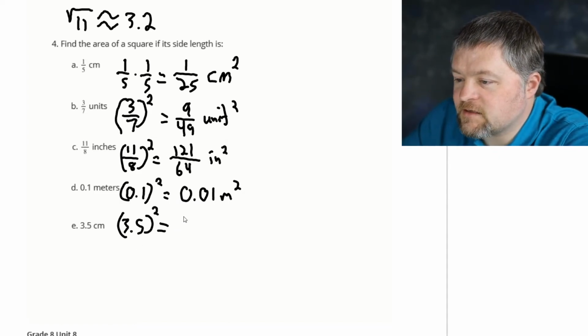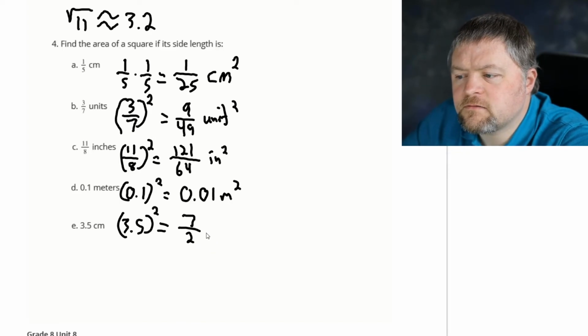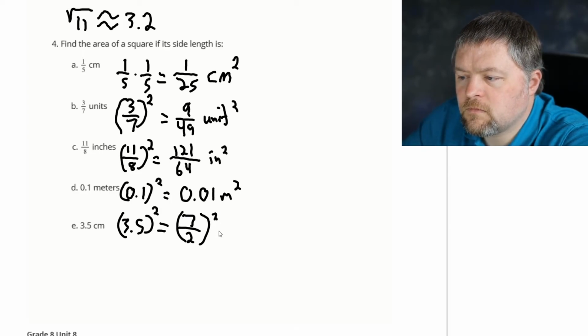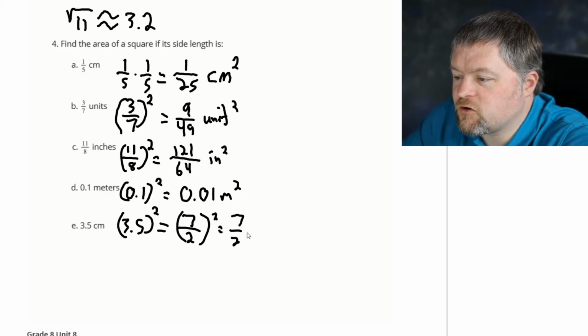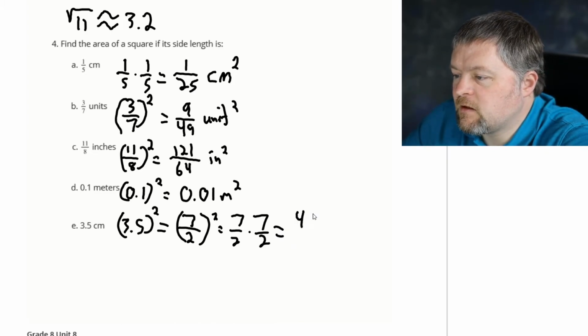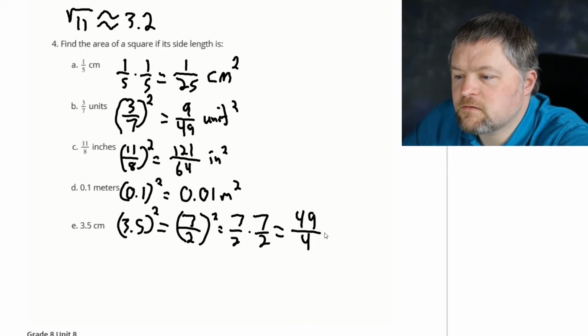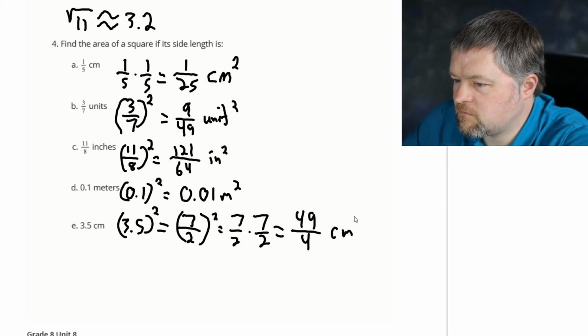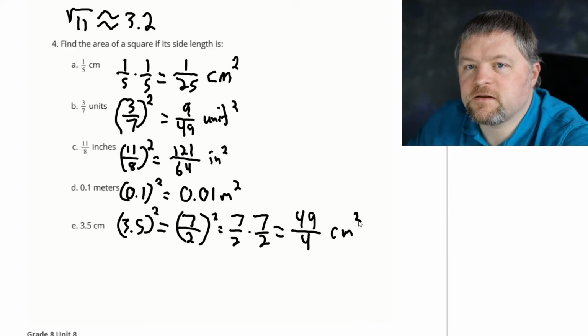3.5 is 7 halves, which would be 7/2 times 7/2, which would be 49/4 square centimeters.